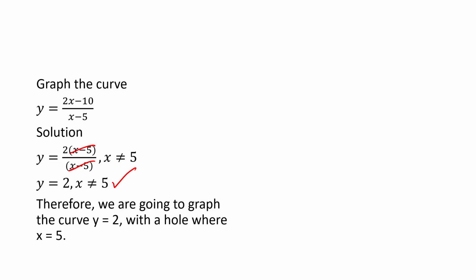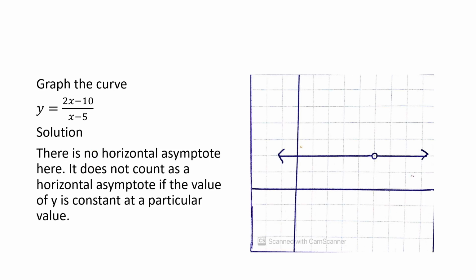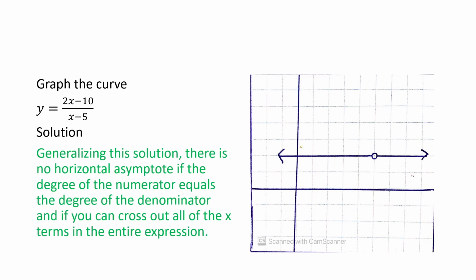So basically what this means is graph the curve y equals 2, just a straight horizontal line with a hole where x equals 5. It looks like that. Now there's no horizontal asymptote there. There's no asymptote at all. And so what we can say is that there's not going to be a horizontal asymptote if the degree of the numerator equals the degree of the denominator, and you can cross out all the x terms in the entire expression like we did a minute ago.